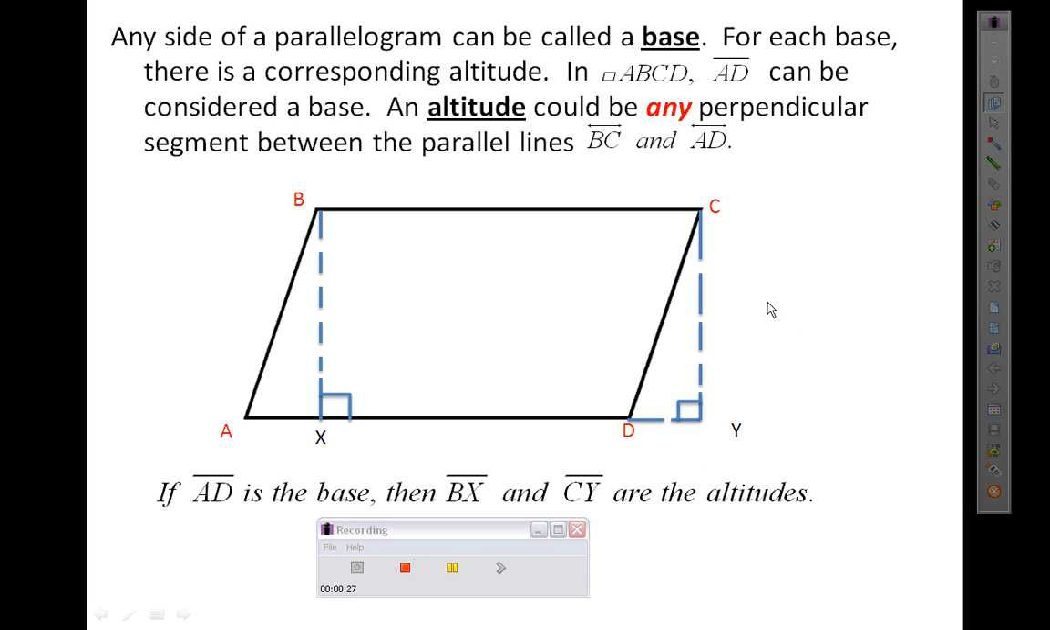As you can see here, any side of a parallelogram can be called a base. So it doesn't matter, there's not one specific base for any parallelogram. For each base, there's a corresponding altitude. So here in parallelogram ABCD, I would say that segment AD is considered the base. And altitude can be any perpendicular segment between the parallel lines. So I'd say, here's my parallel lines BC and AD, those are my parallel lines. So if AD is the base, then BX and CY are my altitudes.